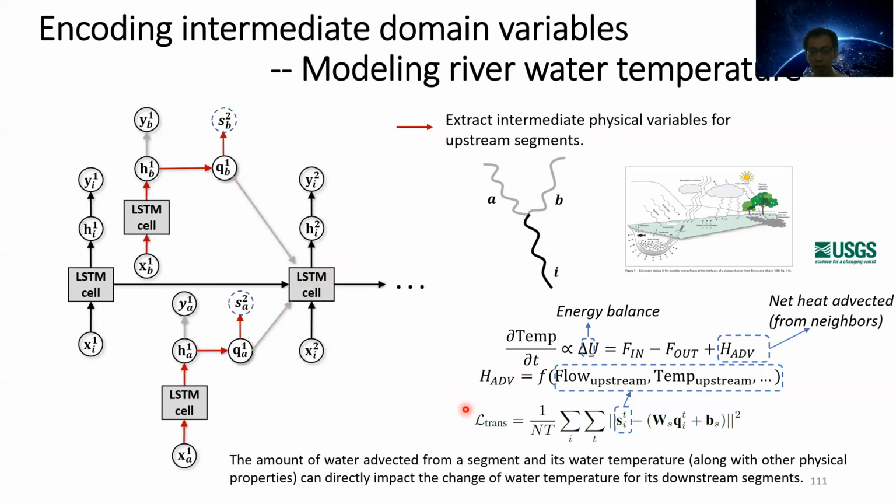So basically, this method has been shown to greatly improve the prediction performance for water temperature and also make the model more generalizable, because we enforce some very general physical relationships here.